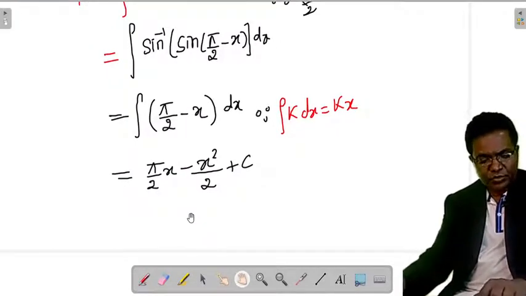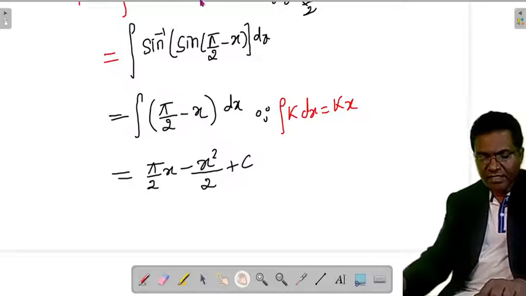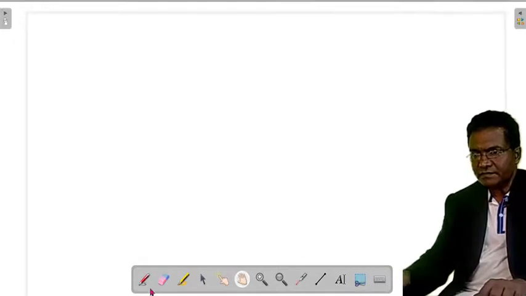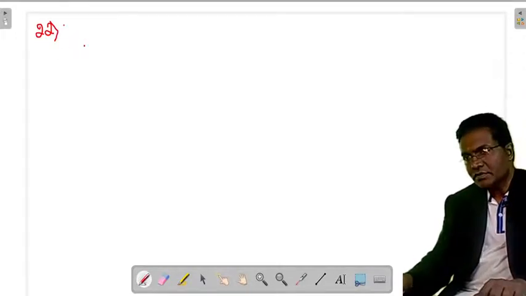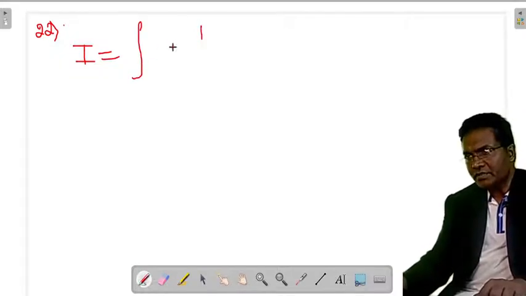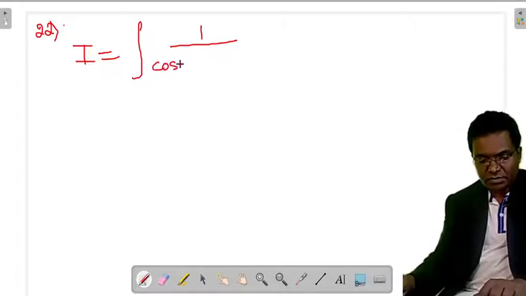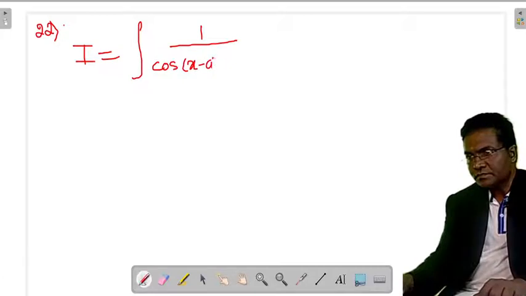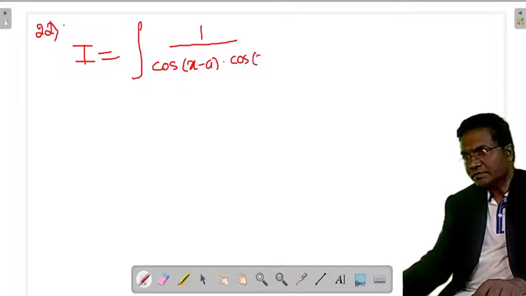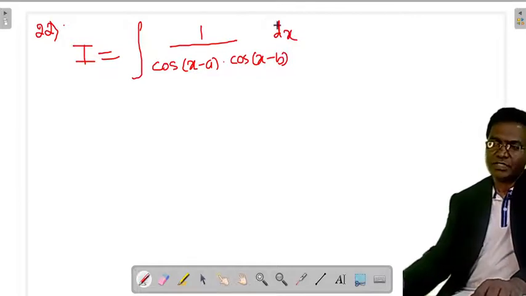Now we'll have question number 22. Little bit tricky. Okay, I is equals to integration of 1 by cos of x minus a into cos of x minus b into dx.